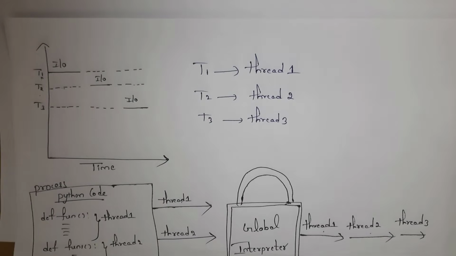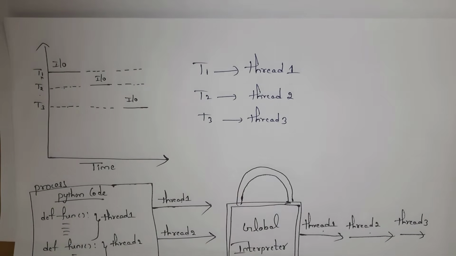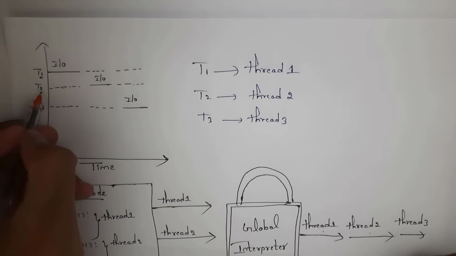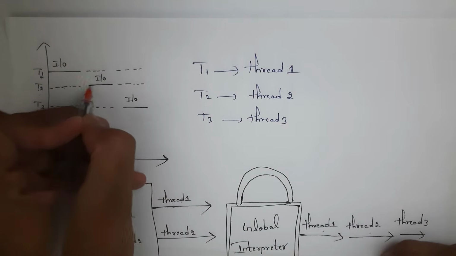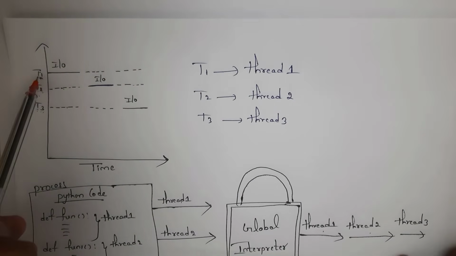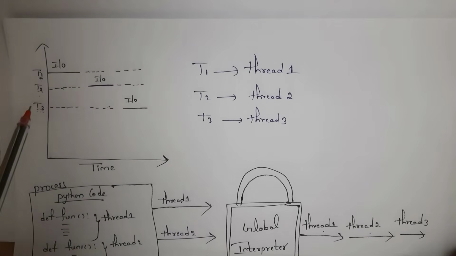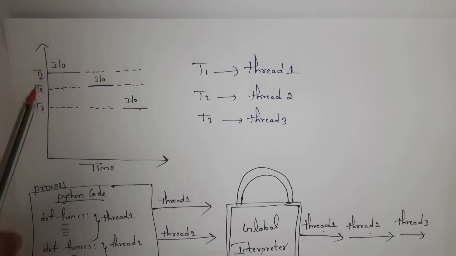This is another diagram. T1 stands for thread 1, T2 stands for thread 2 and T3 stands for thread 3. Whenever we execute T1, the Python interpreter will apply a global lock on T2 and T3. So I am representing T2 and T3 with dash line. Similarly, whenever it executes T2, the Python interpreter will apply a global lock on T1 and T3. So I am representing T1 and T3 with dash line. And similarly, whenever it executes T3, the Python interpreter will apply a global lock on T1 and T2.